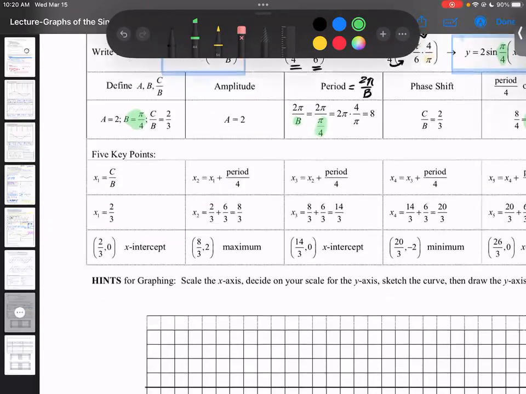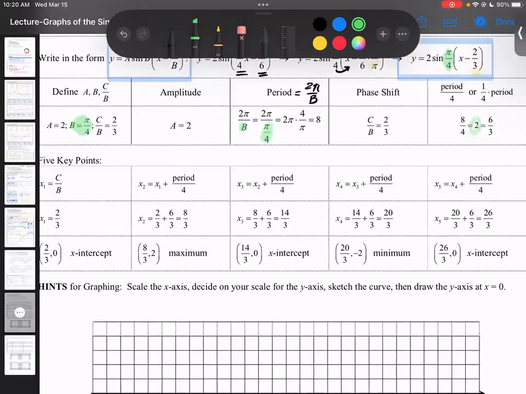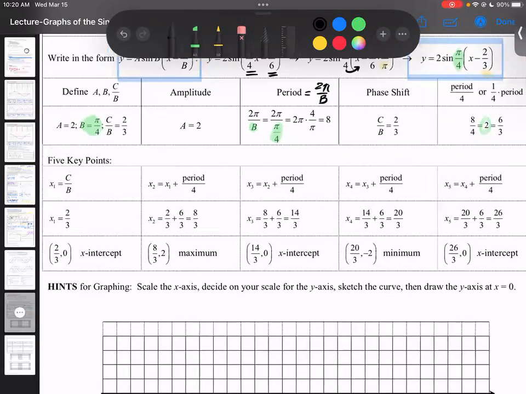So here is how you do this. The first x coordinate, called x1, is equal to c over b, which is easy. It's 2/3. To find the second one, x2, you take x1 and add the period divided by 4, which we already took care of here, which is 2. So x2 is equal to x1, which is 2/3, plus 2, or the same thing as 6 over 3. You see why they write it as 6 over 3 now? It's just easier to add. We have a common denominator. So it'll be 8/3.